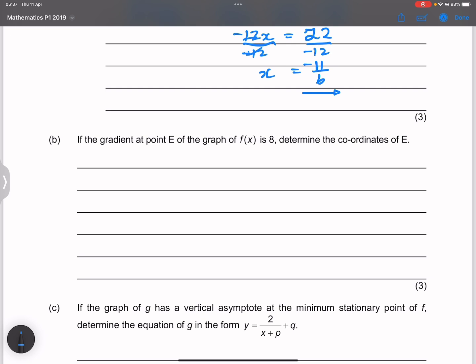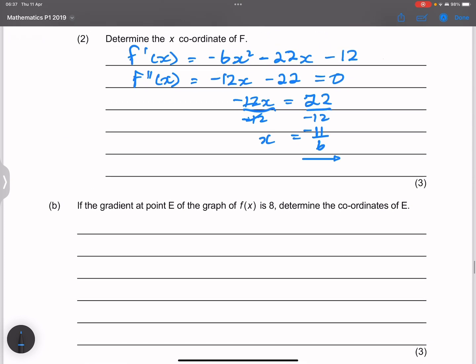Right, now they say if the gradient at point E of the graph of f of x is 8, determine the x coordinate of E. Now remember, the gradient of a graph, that's the derivative, right? So that means the derivative at E is equal to 8. But now how do we get the derivative? We're going to take minus 6x squared, right? Minus 22x, we said minus 12, right? This is equal to 8.